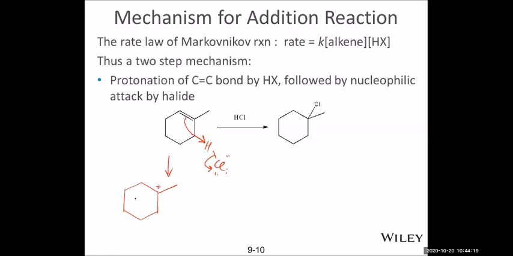Because the tertiary carbocation is more stable, it should have a lower activation energy. It should be easier to take place. So that's the first step product. The other product is the chloride ion. So that's our first step.